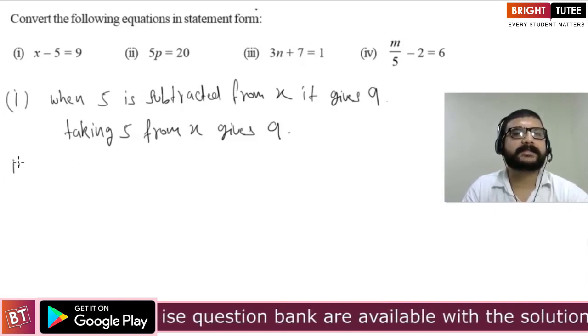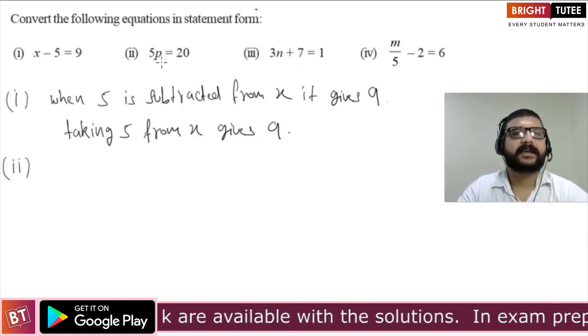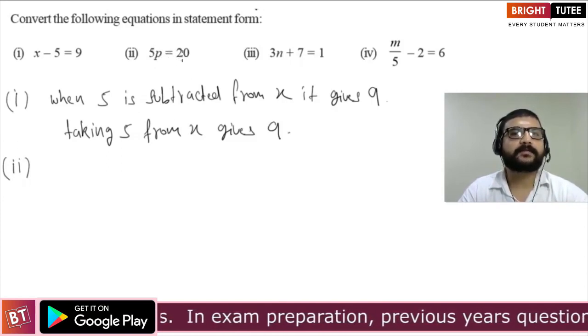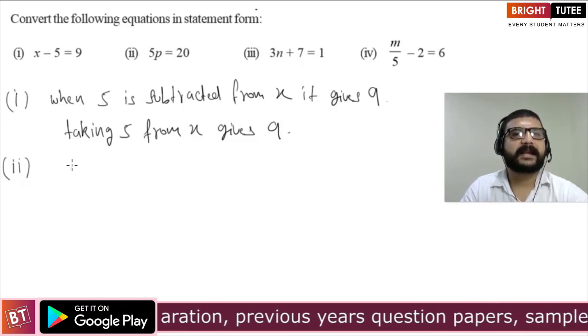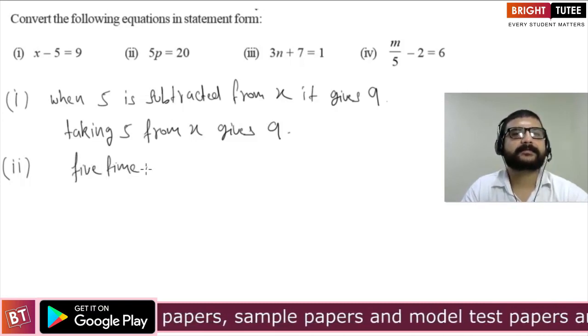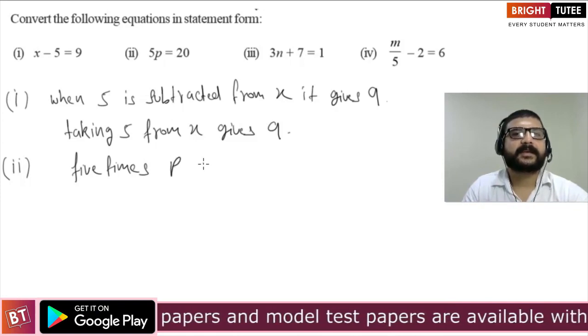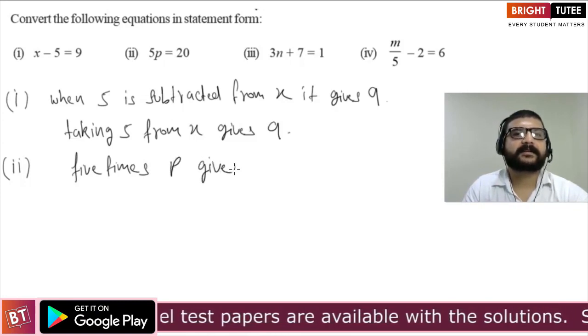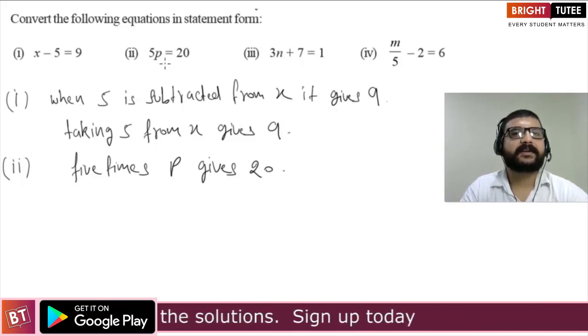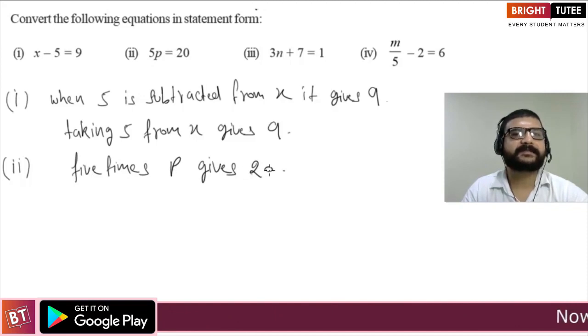Now let's consider the second equation. Here we have 5 multiplied with p is equal to 20. We can write this as 5 times p gives 20. Here 5 into p was equal to 20, so we have made a statement: 5 times p gives 20.